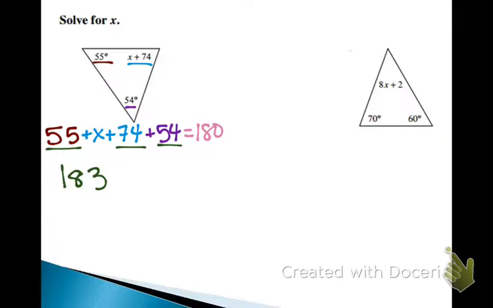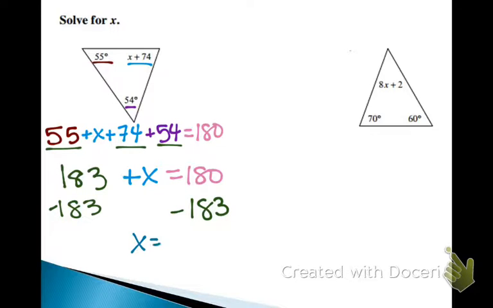Yes, no, maybe so. 183. Okay, so I combine all those numbers. Now what do I do to finish solving for x? Subtract what? 183. So I get x equals negative 3. It asked me to solve for x. I did just that. So can you get a negative x?